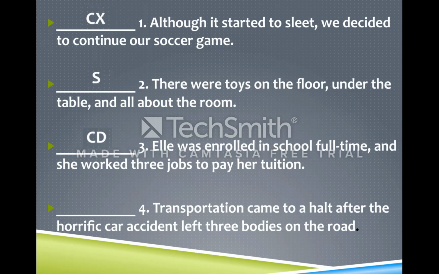Number 4, transportation came to a halt after the horrific car accident left 3 bodies on the road. So, the clause transportation came to a halt is independent. And the clause after the horrific car accident left 3 bodies on the road is dependent, which starts with the subordinator after and functions as an adverb which tells the time. So we have this sentence as a complex sentence.